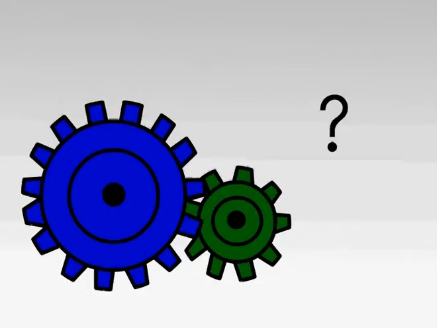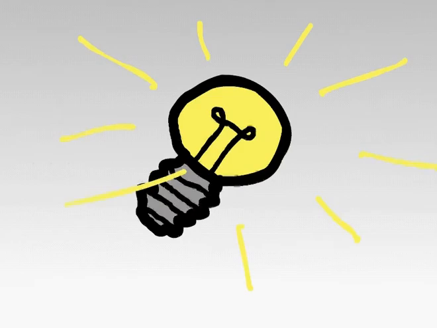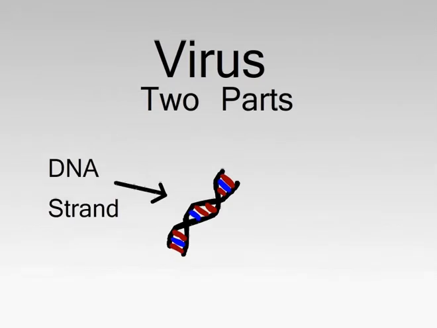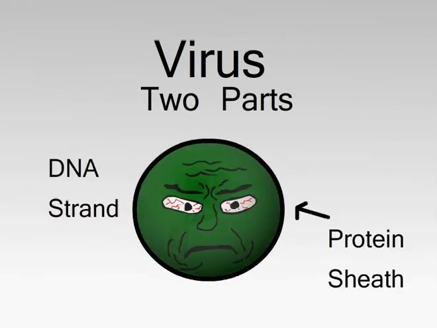Today, we will be learning about viruses. Most of you know that they are bad for you, but what exactly are they, and how do they work? Today, you will learn. A virus is composed of two parts. The first is a strand of DNA or RNA, the body's building plans. The second is a highly specialized protein sheath, which in this case takes the form of an angry face. These two simple pieces can create some of mankind's most deadly diseases.